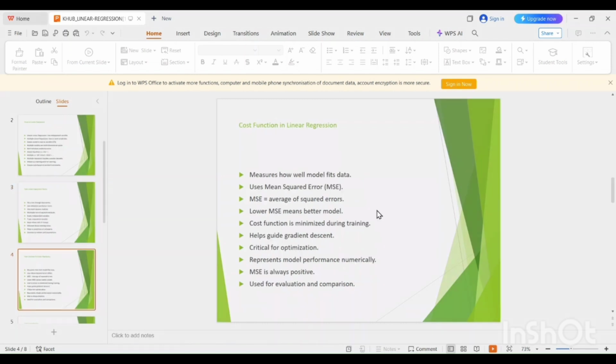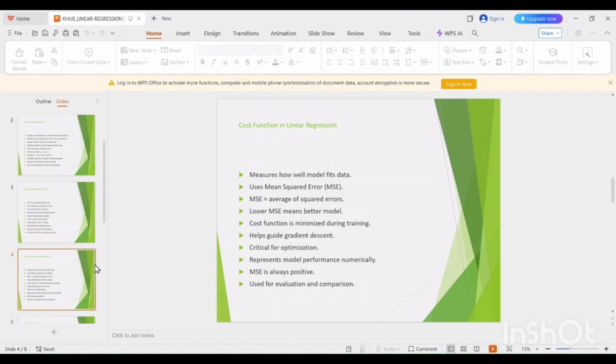Now let's see the cost function in linear regression. Its main purpose is to introduce how model error is measured. It uses mean squared error, which calculates the average of squared errors. A lower mean squared error means a better model fit. The cost function is minimized during the training period. It helps the model learn the best parameters. Mean squared error is always non-negative and easy to differentiate.